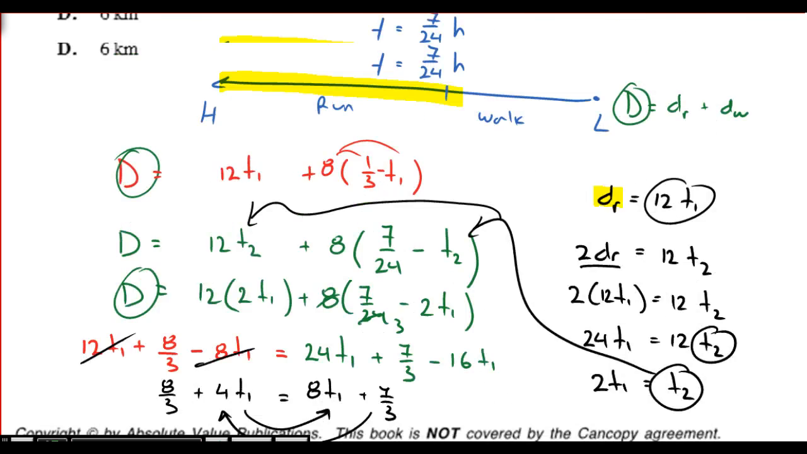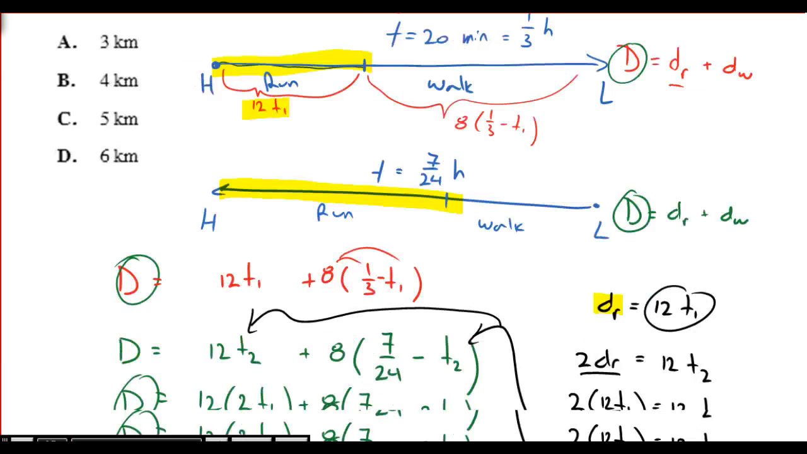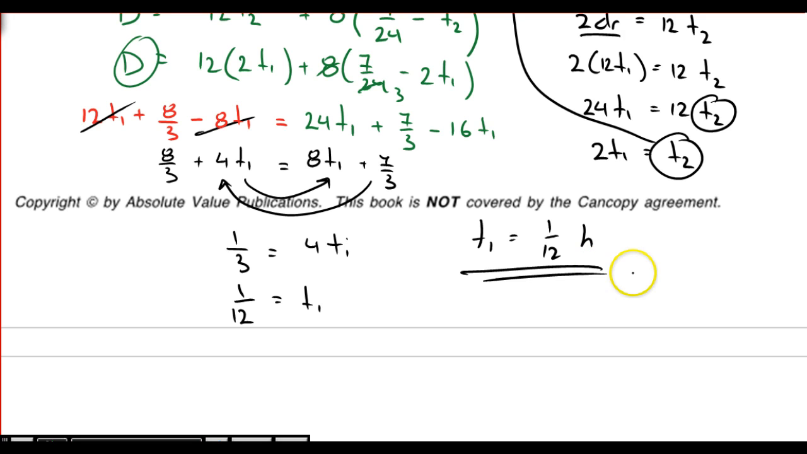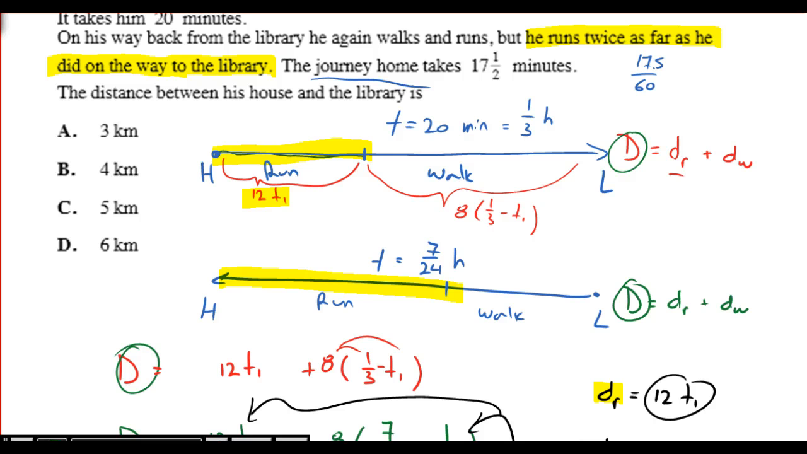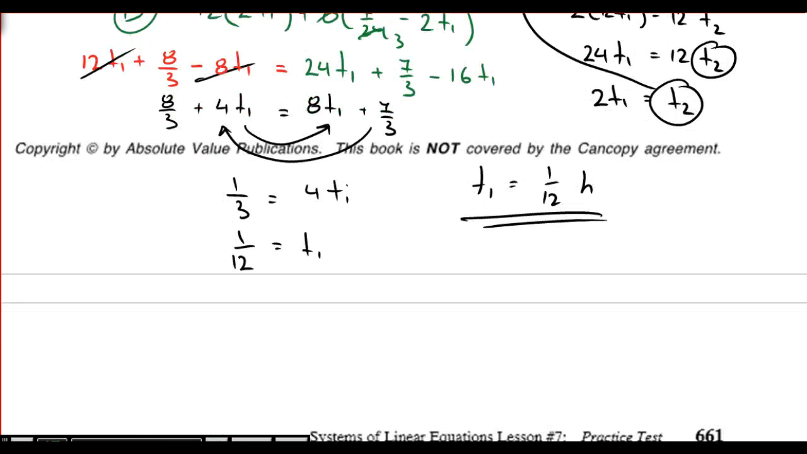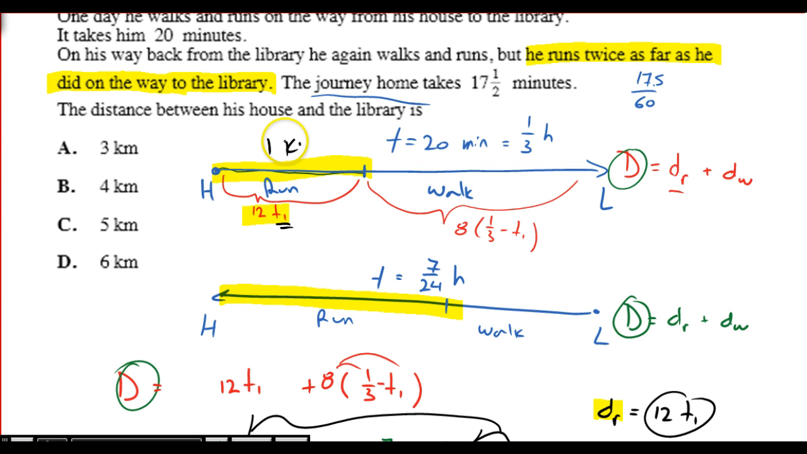The question says, what is the distance between the house and the library? So we can use this now to find that distance. Well, t1 remember is this part over here. So for the distance of the running part, we can just multiply 12 times 1 over 12, and that's going to be the distance of running. So that's going to be 1 kilometer. Okay, so that is 1 kilometer. Let me label that on the diagram. So that's 1 kilometer there.